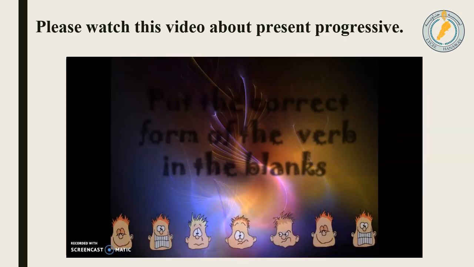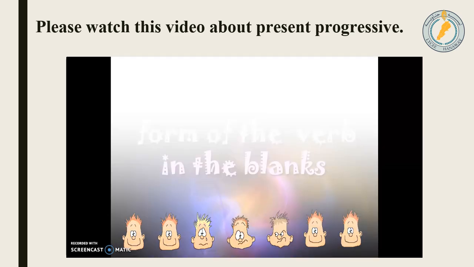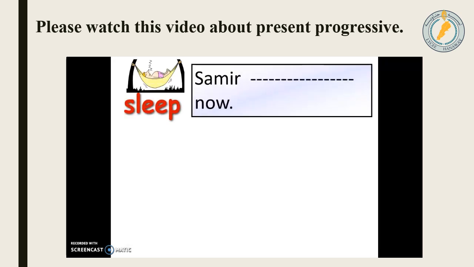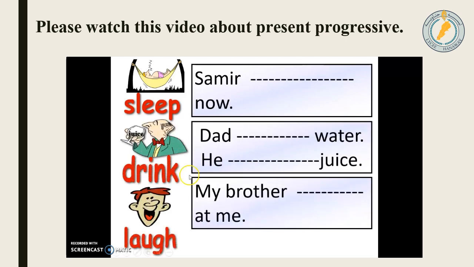Now, let's do this activity together. Put the correct forms of the verb in the blanks. We have, as you can see, this picture, Samir, and the picture is sleep. We have drink with that. We have my brother, and the verb over here is laugh.